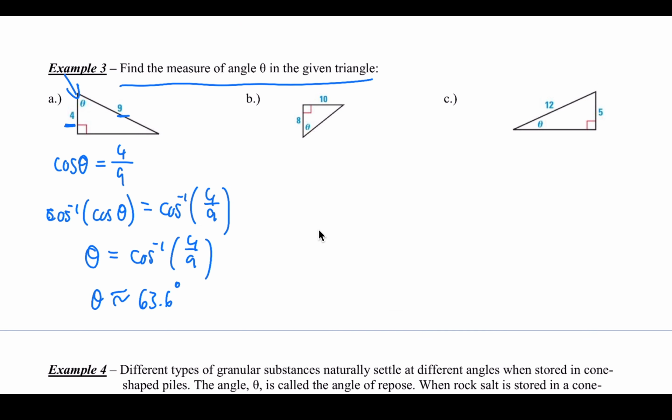Let's do one more. Maybe... yeah, let's do one more. If I'm coming from here, let's do C. And all right, from the perspective of the angle, I have an opposite and I have a hypotenuse. Okay? So opposite and hypotenuse, that would be sine. Sine of this angle is the opposite, which is 5 over 12. And that means theta is the inverse sine of 5 over 12.